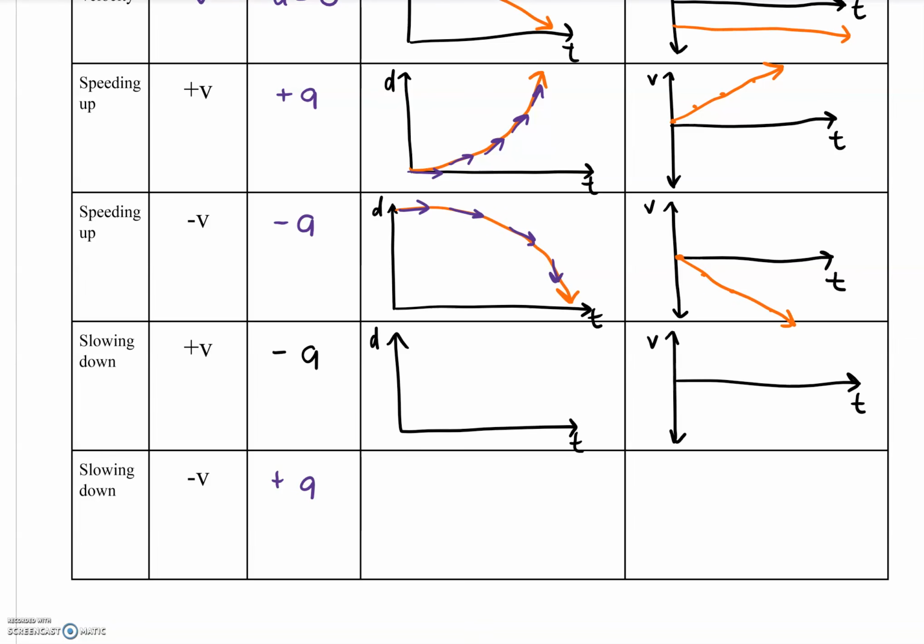Okay, so if we're slowing down in the positive direction, that means we're ultimately still moving in the positive direction, but our slope is going to get lower and lower as time goes on. So what that's going to look like is we're going to start with a strong slope to begin, and then it's going to slow down. Okay, as you can see, it's starting to slow down as time passes.